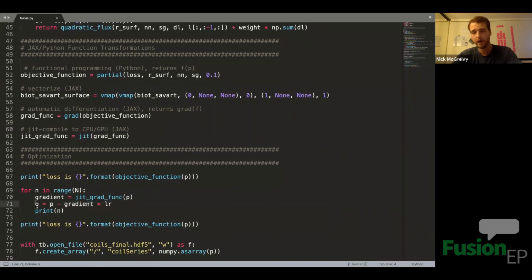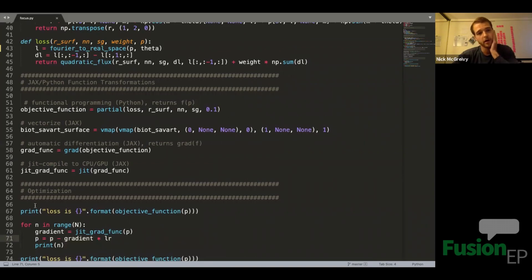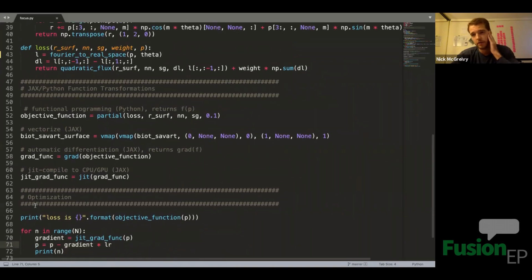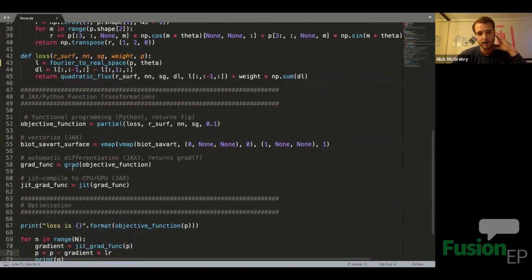So why am I showing you this? Why is automatic differentiation awesome for stellarator design? Well, it's awesome for a couple reasons. One, A, it's very efficient. B, the code is very simple to write. But that's not really what's awesome. What's awesome is this thing grad, and this thing grad does two things for us.